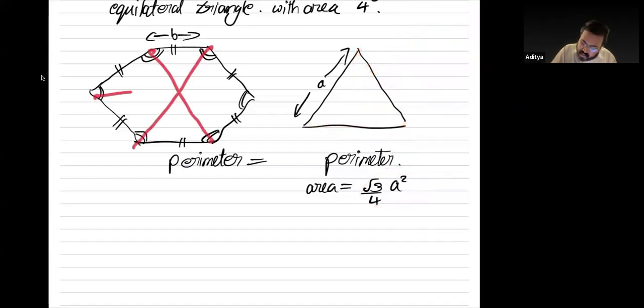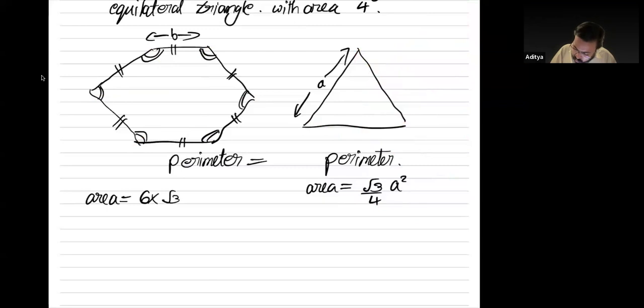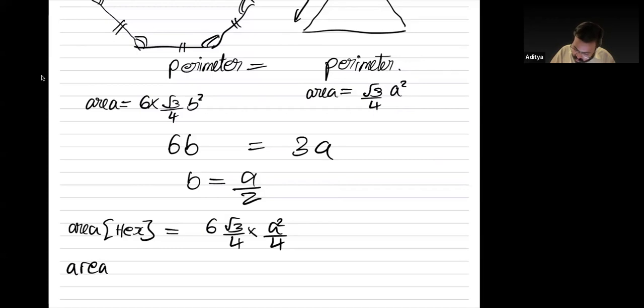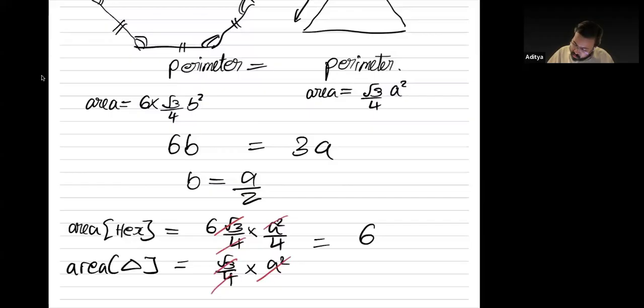Now there are 6 equilateral triangles inside our regular hexagon. So here area becomes 6 times root 3 upon 4 B square. Now it is known that 6 times B is equal to 3A, or B equal to A by 2. So in the end, we can just substitute the value of B inside here. So we get area of X equal to 6 root 3 upon 4 times A square upon 4, divided by area of triangle, that is root 3 upon 4 times A square. You can cancel off a lot of the stuff and you're left with 6 upon 4.